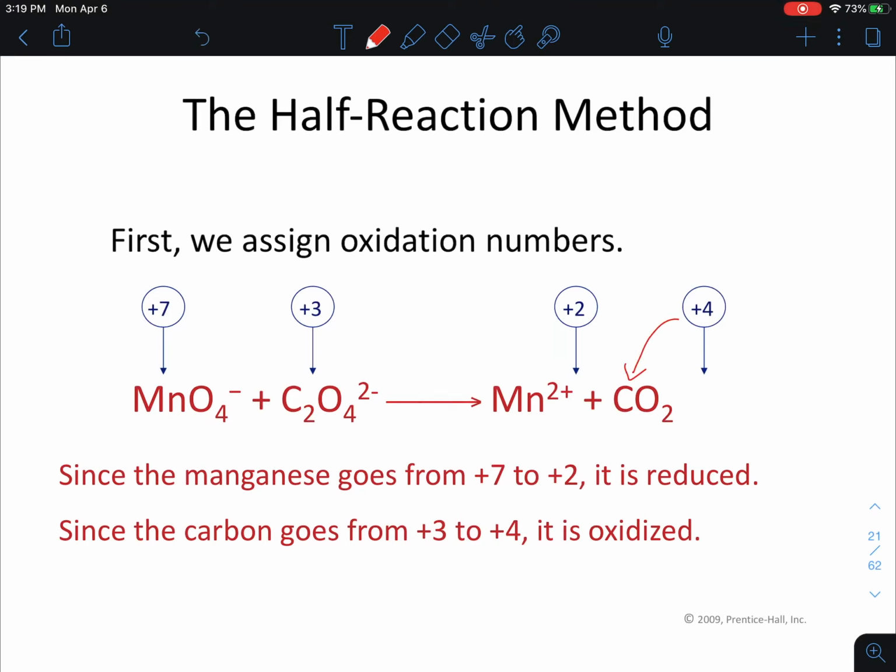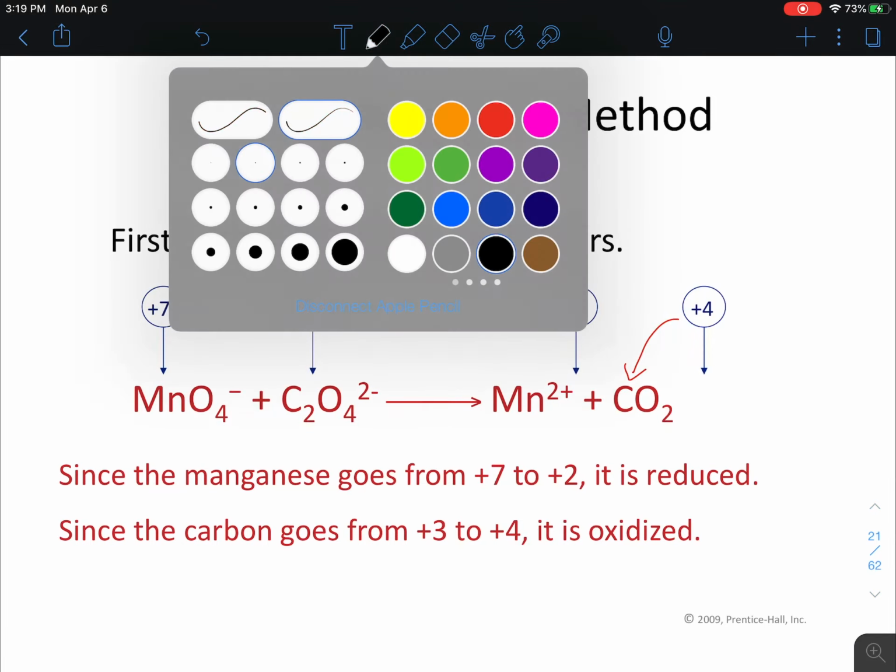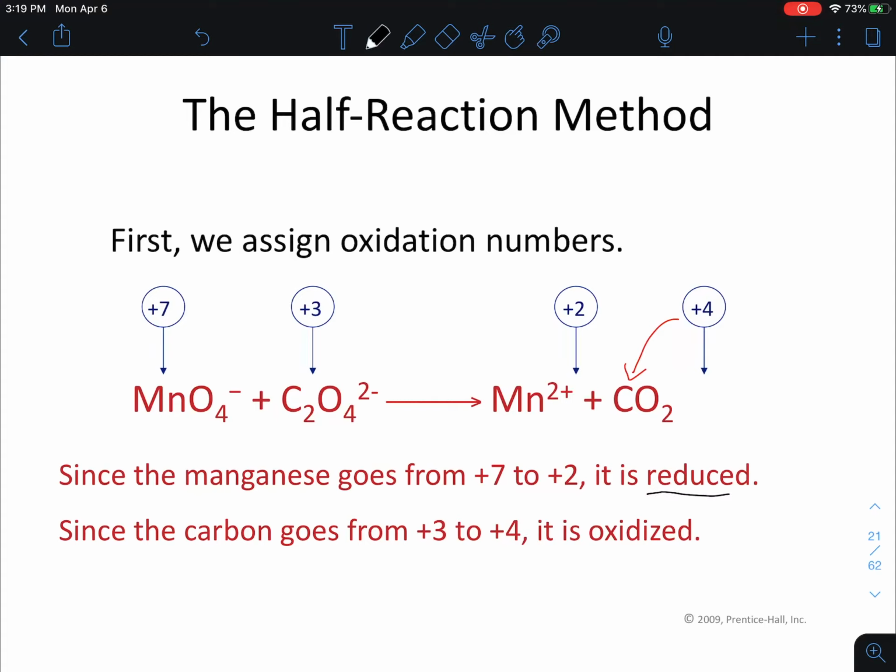I think this wandered, but the +4 is talking about the carbon, and we're basically calculating oxidation numbers knowing that oxygen is -2. So as we're going along here, we see manganese is getting reduced from +7 to +2, and carbon is getting oxidized from +3 to +4.